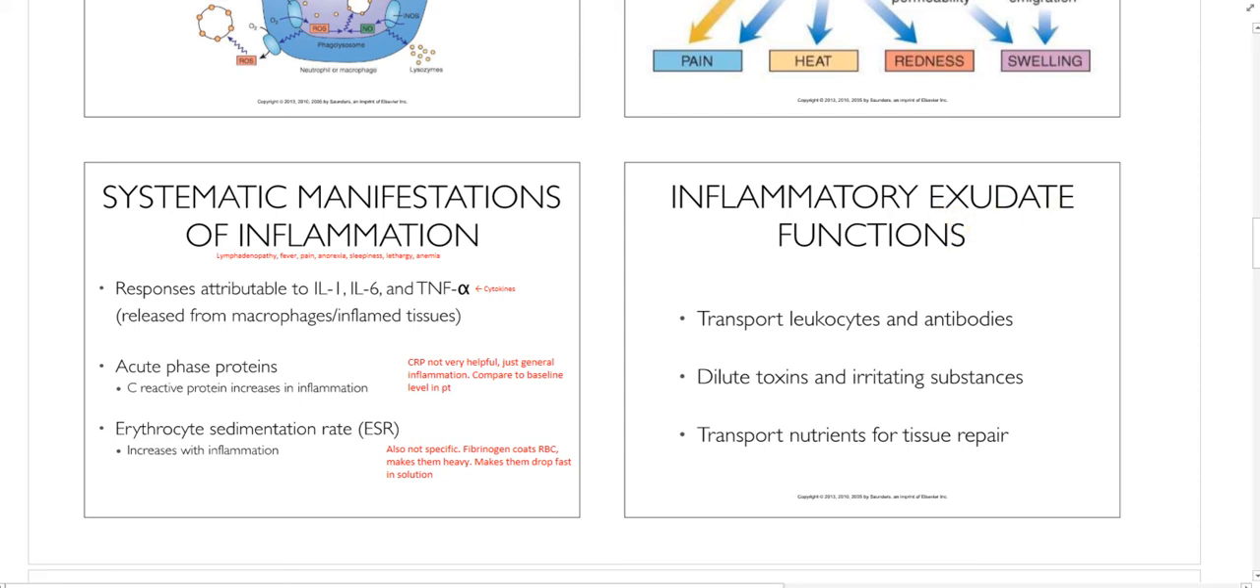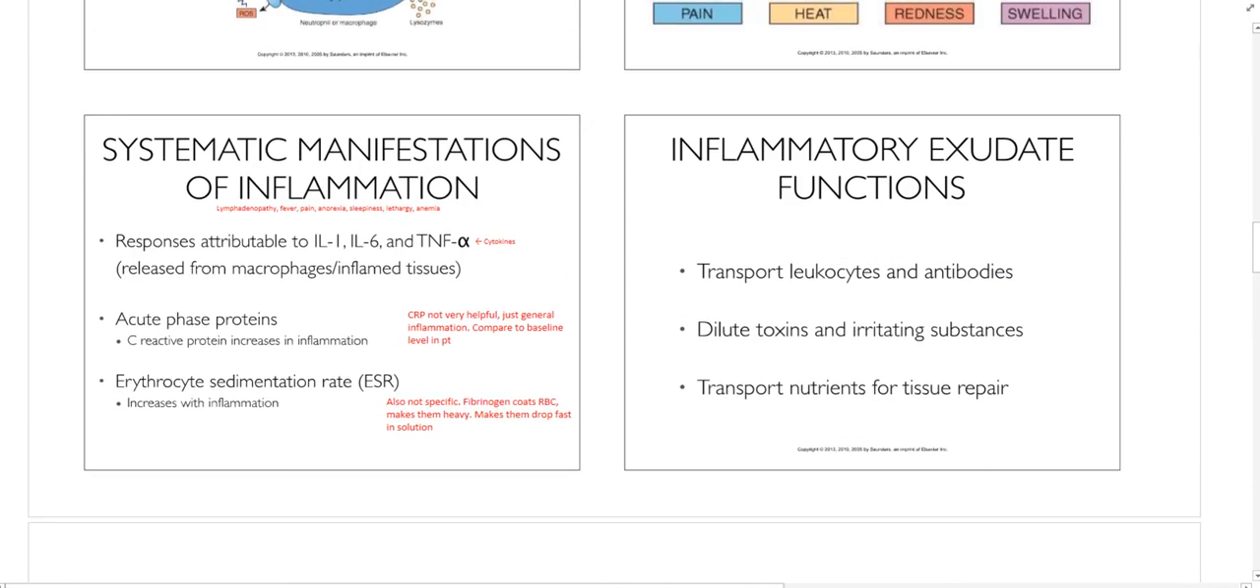So exudate is a fancy term for some sort of fluid that is released by the body. I think exudate can also include blood, I can't remember exactly. But all that extra fluid that gets leaked out through the capillaries to any inflamed or injured tissues has several purposes: transporting white blood cells, leukocytes, and antibodies to the injured area, diluting toxins or irritating substances to limit how much damage they can cause to the non-injured tissues, and transporting nutrients for tissue repair to help get repair going.